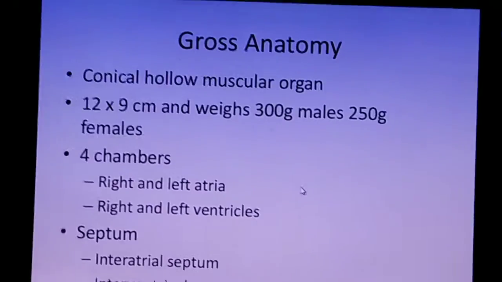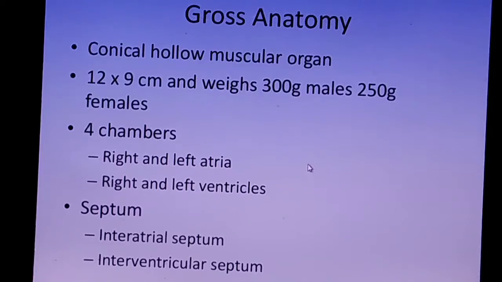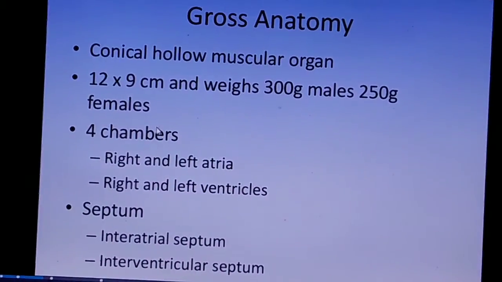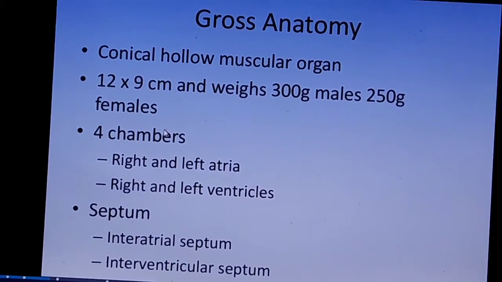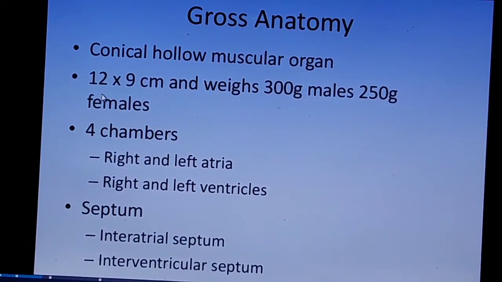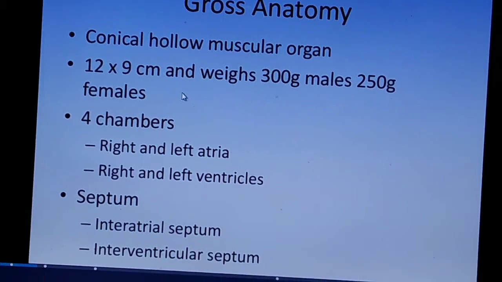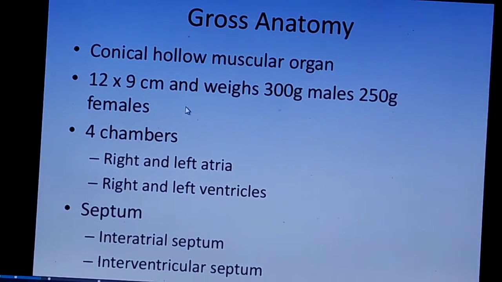Now, gross anatomy. It is a conical hollow muscular organ, 12 cm in length and 9 cm in width. Weight is about 300 grams in males and 250 grams in females. There are four main chambers: right and left atrium and right and left ventricle.